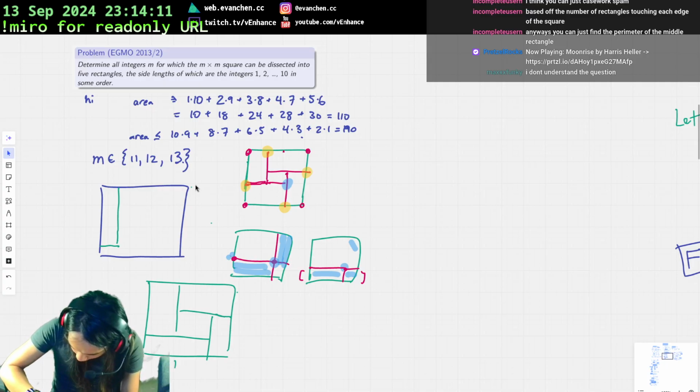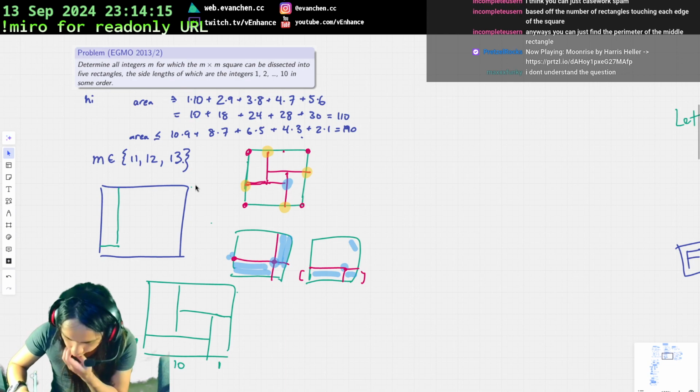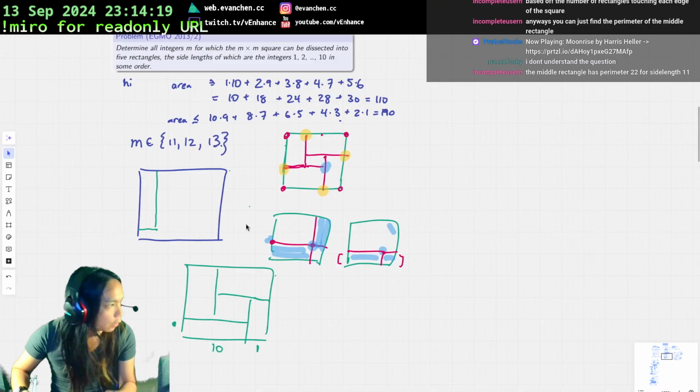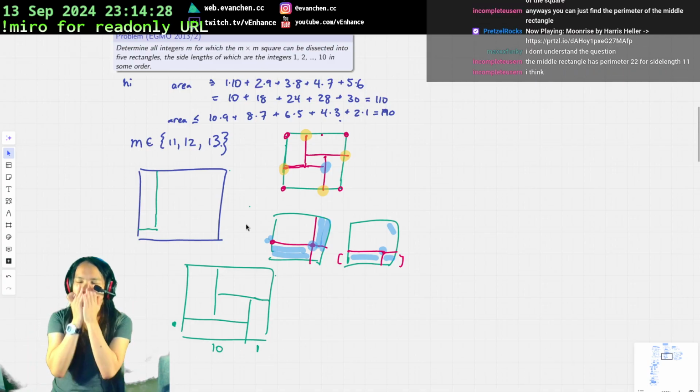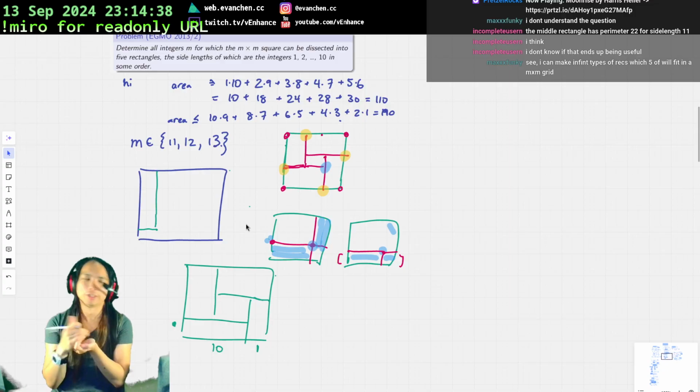So let's make this one 10, 1. So 121 is pretty close to the lower bound that we have. So we want to... Middle rectangle has perimeter... Wait, what? Oh, that's so smart! I see. Okay. Actually, I guess we knew that. Yeah. No, yeah, that follows from... Okay, I see where that comes from.